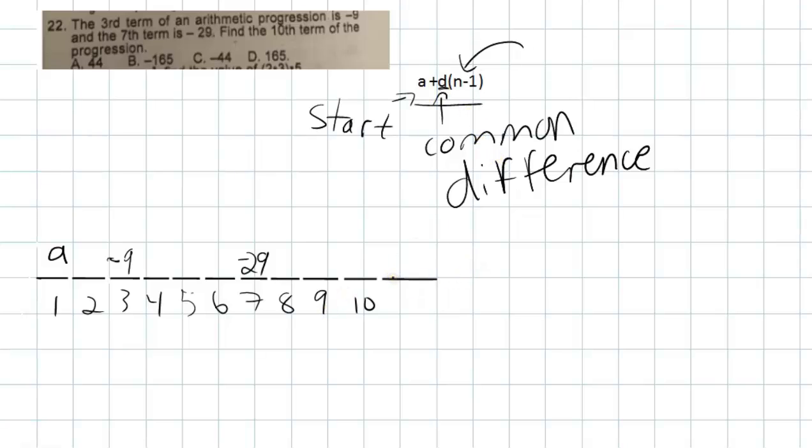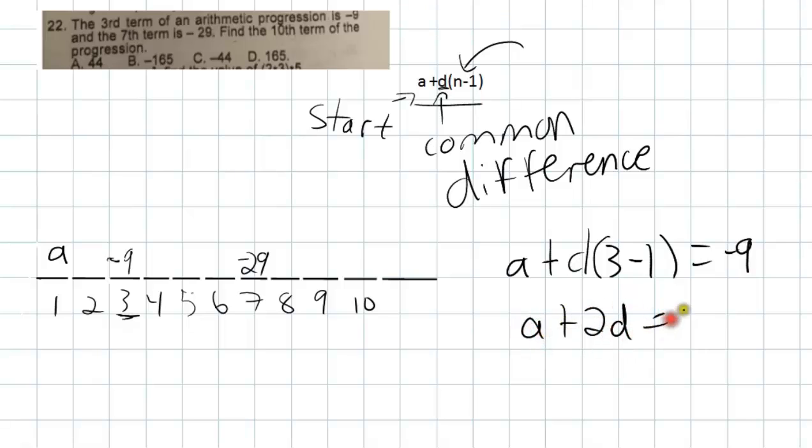So, let's solve for a and d. We know that the third term is -9. So that means we're going to say a plus d, because we don't know what d is yet, times, so our n, this is the nth number, we're in the third term, so we're going to do 3 minus 1, and it's equal to -9. Okay, so I'm going to rewrite this. A plus 2d is going to give us -9.